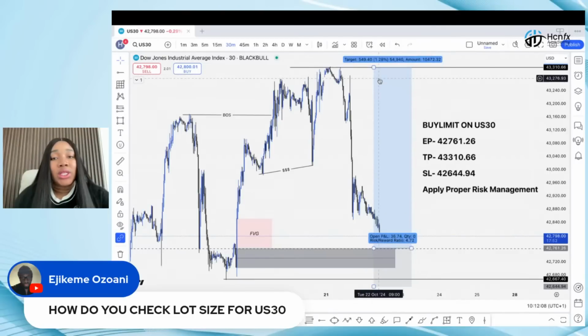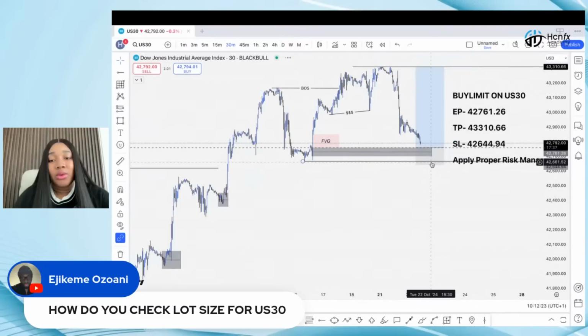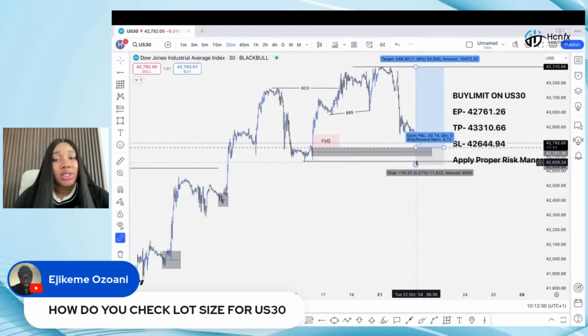So for targets, our take profit on this trade is around 549 pips, which is what you can see here. You can see 549.40. So that's just what you will look at, 549 pips. And then our stop loss is around 116 pips. So just look at the number after the target and after the stop to just know.